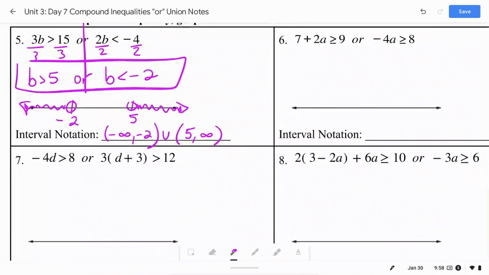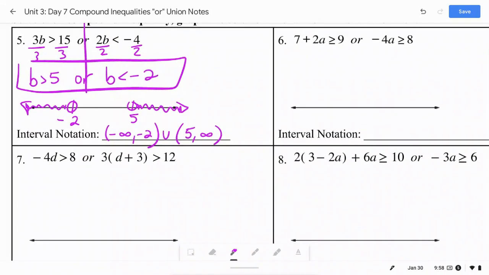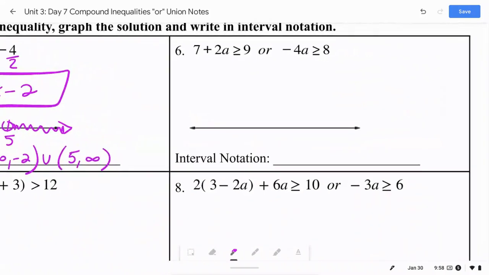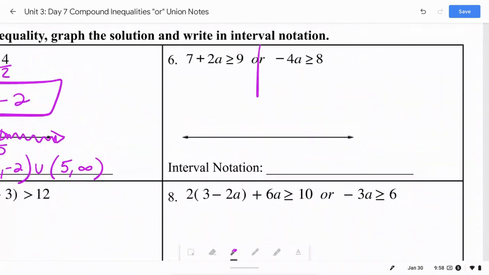Okay, let's jump to number 6. Let's solve these two inequalities. So in number 6, for the first inequality, you're going to subtract 7. And you get 2a is greater than or equal to 2. Then divide by 2. So you get a is greater than or equal to 1.